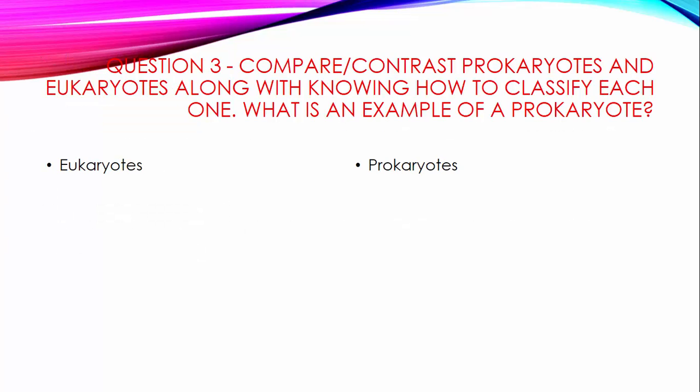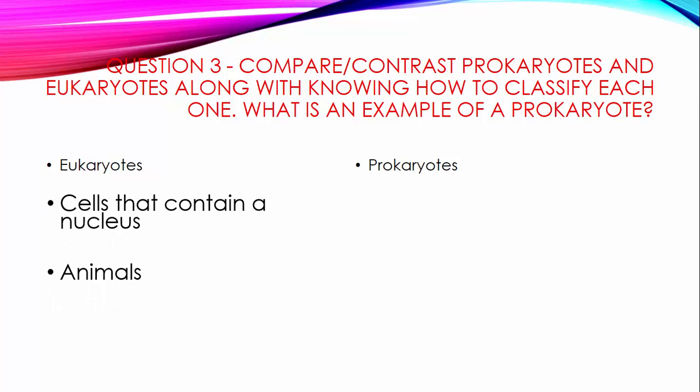All right, moving on. Compare and contrast prokaryotes and eukaryotes, along with knowing how to classify each one. What's an example of a prokaryote? When you hear these words, eukaryotes and prokaryotes, you should be thinking one word: nucleus. One of these has a nucleus, and one of them does not. Eukaryotes have a nucleus. They contain a nucleus.